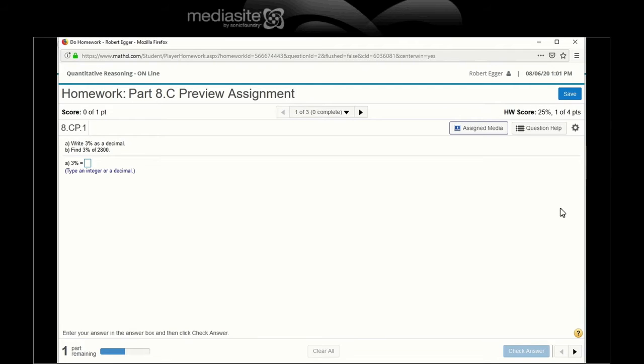So, write 3% as a decimal. Again, 3% to decimal equivalent, we get by taking 3% divided by 100%, which gives us 3 hundredths, 0.03.